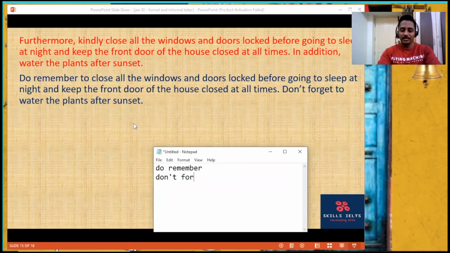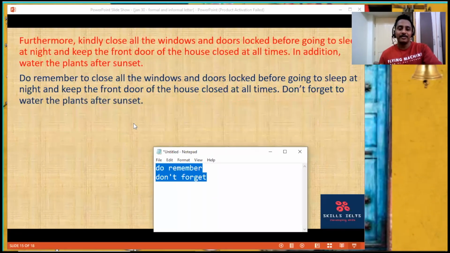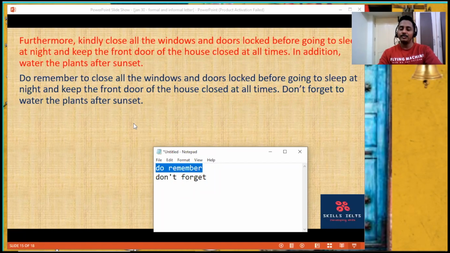You can take a picture, write it down somewhere. These two are commonly used in an informal letter. "Kindly pay attention to my dog." Instead, "Look after my dog." You don't have to say "kindly" and all. "Do remember to pay attention." "Do remember to close all the doors." "Don't forget to lock all the doors." I'm just telling you different ways. You'll be knowing it, but still, if you're not conscious enough, you'd end up writing this.